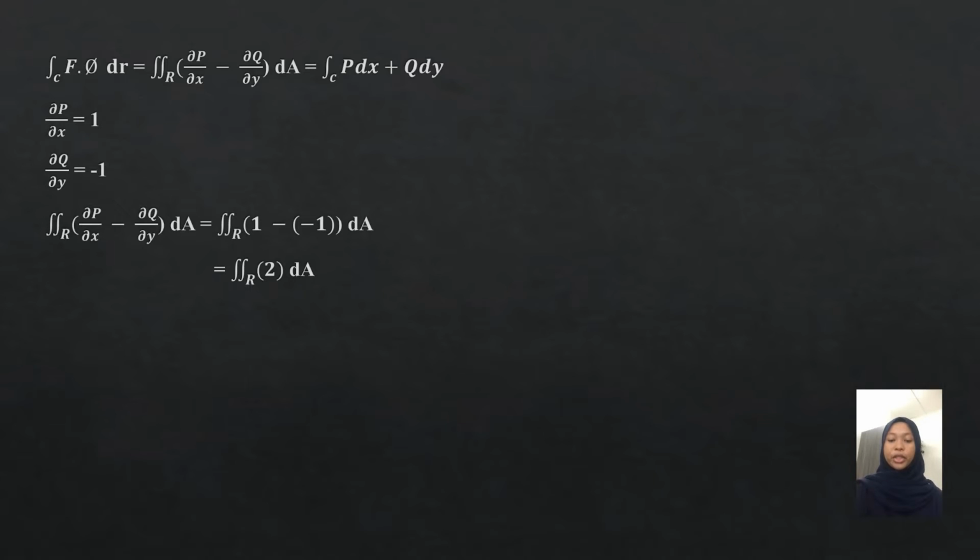Next, from Green's theorem, we know that the double integral over R is equal to the integral over C. So now we will find the partial derivative of P with respect to x and Q with respect to y. The answer we get for the partial of P with respect to x is 1, and the partial of Q with respect to y is negative 1. Now we substitute these answers into the double integral over R, and we will get the double integral over R of dA.